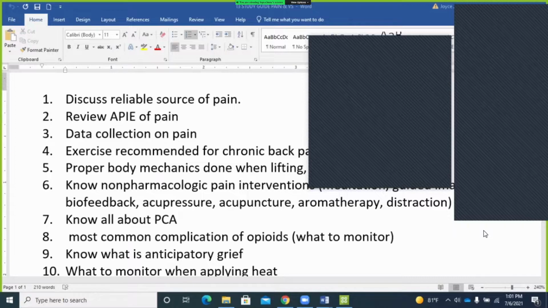So what are the common medications for PCA? Morphine, hydromorphone, fentanyl. What are the two common complications? Respiratory depression and constipation. Okay, good job.